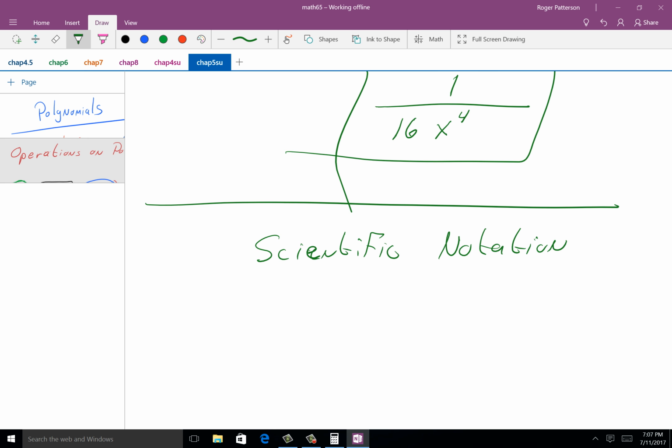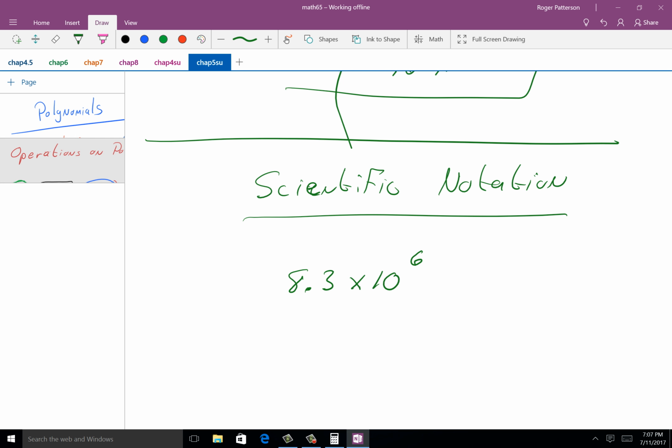So in scientific notation, basically, here's how it works. It's just supposed to be a quicker or smaller way of writing very, very large numbers. All right. The rule is you only can have one number to the left of the decimal point. Okay?